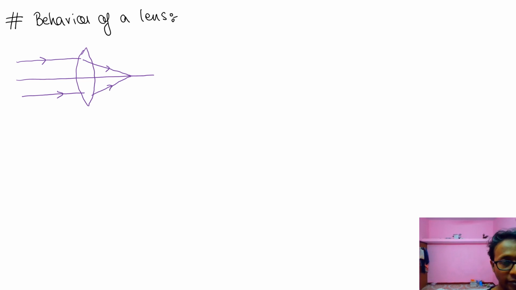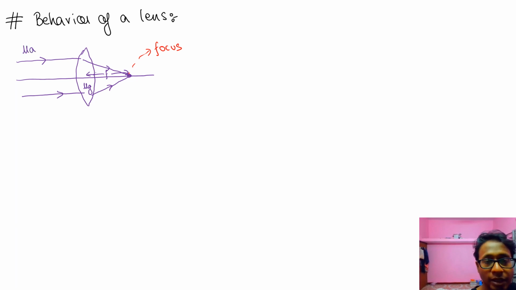at some point after refraction, and this point is called the focal point or focus. Okay, and this is nothing but the focal length. But does the ray always behave like this? No. Why? See, suppose this lens was made up of glass and this was made up of air.